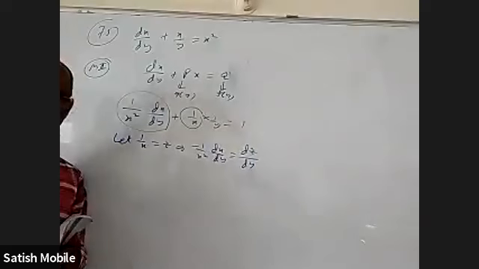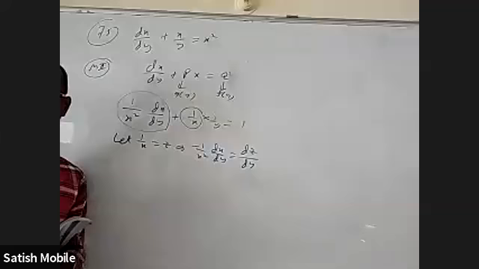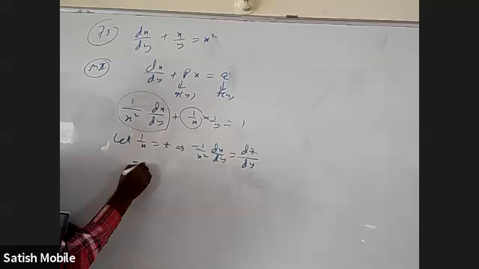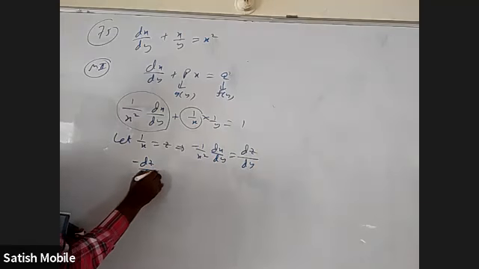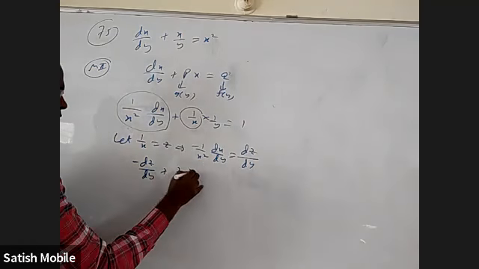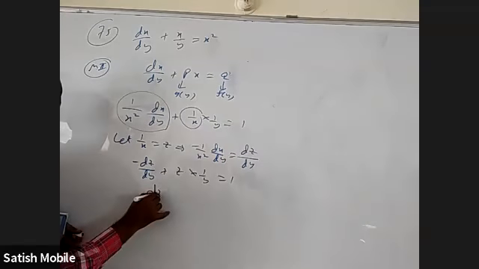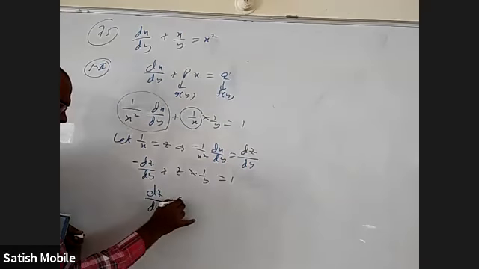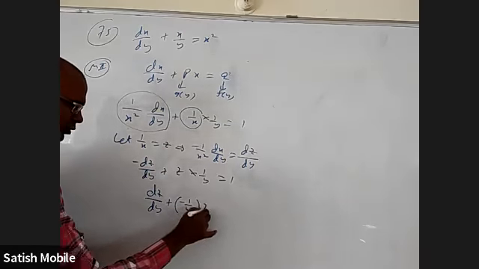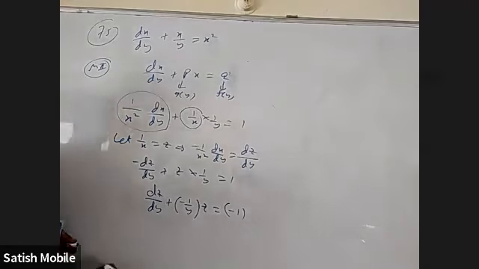Is the board clear to you? Yes, sir. Fine. So this is going to be minus dz by dy, and this is going to be z into 1 by y, equal to 1. If I multiply with minus, dz by dy plus minus 1 by y into z equal to minus 1.